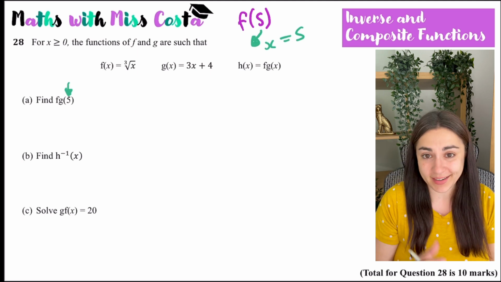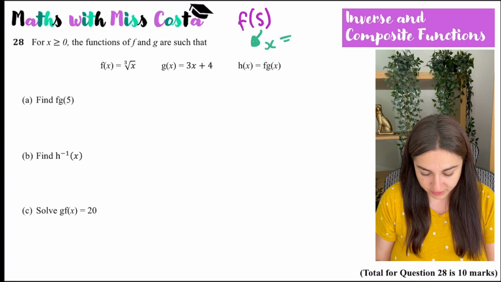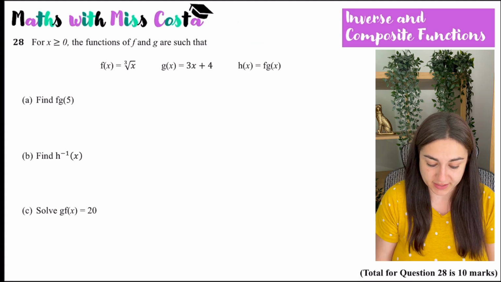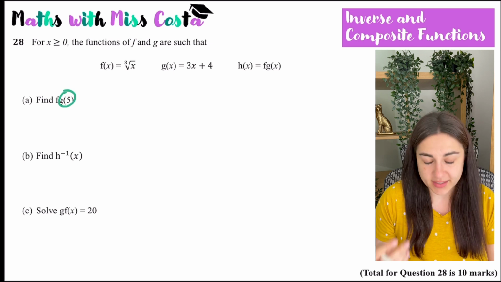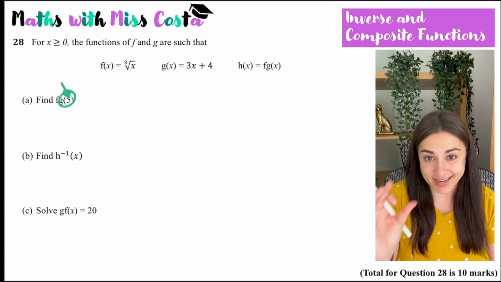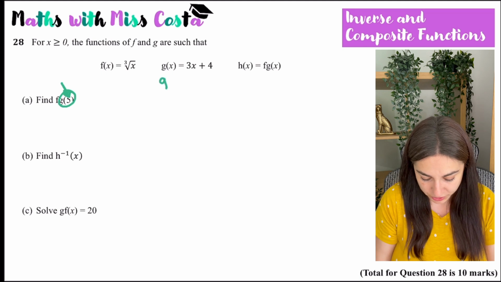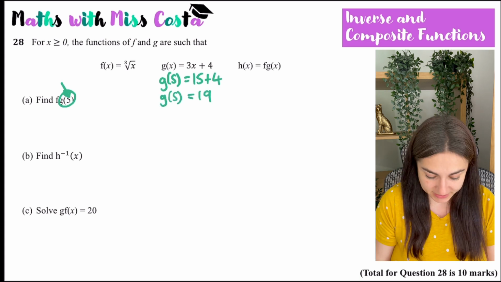But we've got a slightly trickier question here. So we've got composite functions, which means you put a function inside another function. So we always start from the inside out. Wherever the thing in the brackets is, you work out the letter next to it first. So first we're going to work out what g of 5 is. So g of 5 would be 3 times 5, which is 15, plus 4. So I know that g of 5 is 19. All you do is literally just substitute.